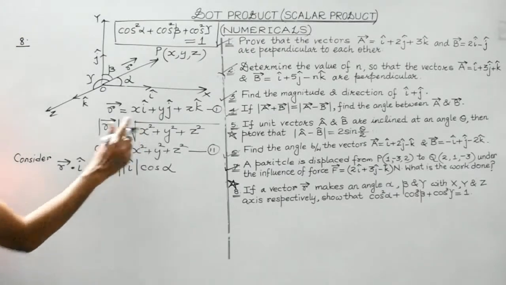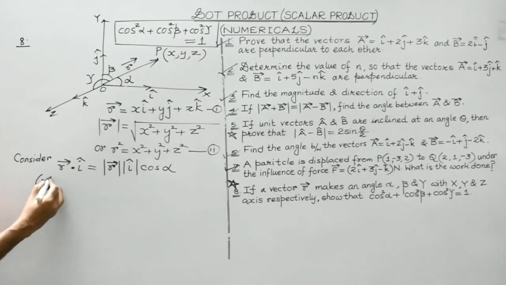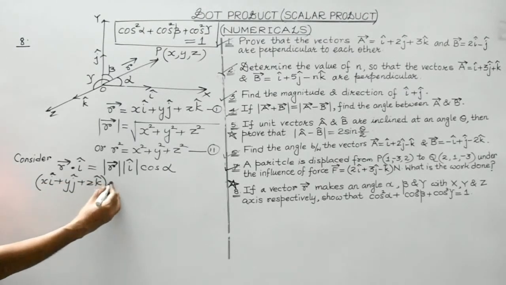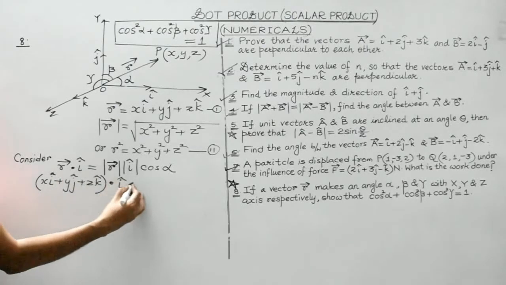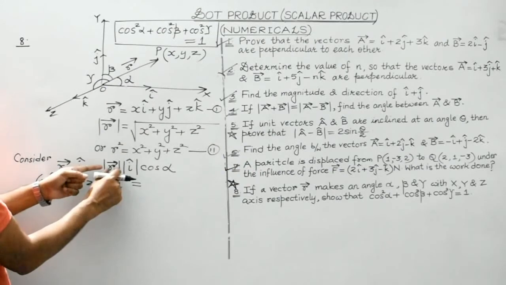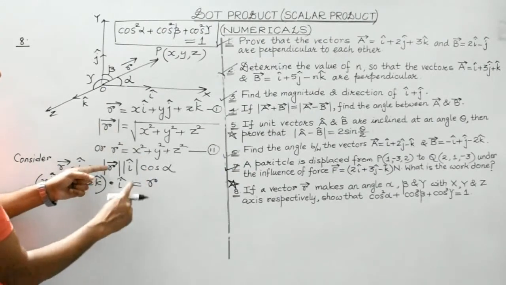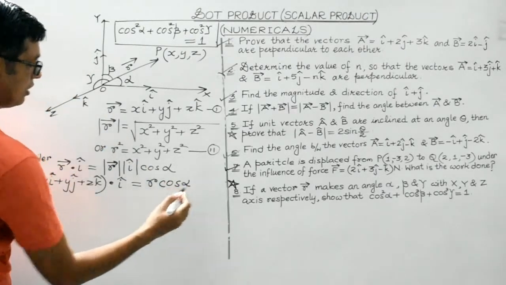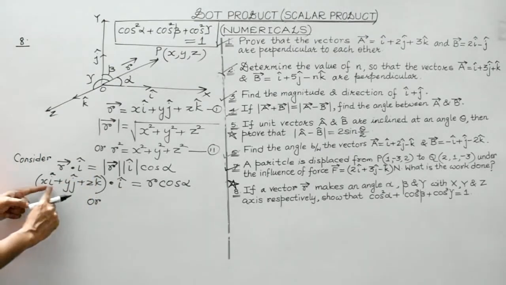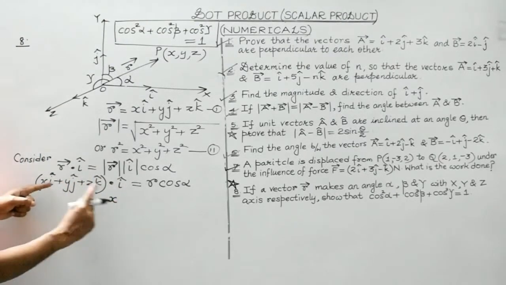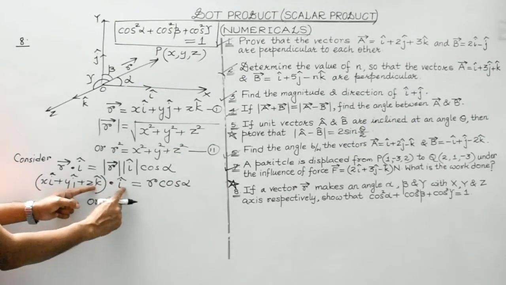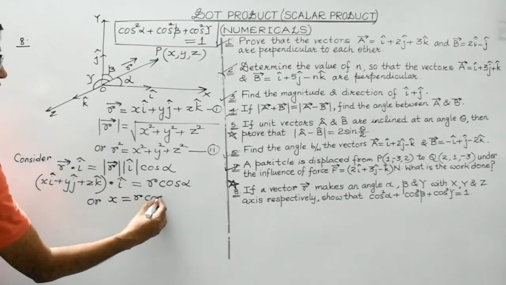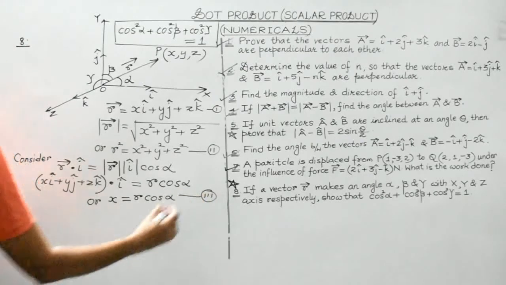So, substitute the value of r vector over here. The r vector is x i cap plus y j cap plus z k cap, dot, this is the dot product, i cap. On the right hand side we get magnitude of r, which can be considered to be r only, times the magnitude of i cap, and the magnitude of any unit vector is always 1. So r cos alpha. Let's evaluate further. i dot i is 1, so we'll be left with x only. j dot i is 0, k dot i is 0. So on the left hand side we'll be left with only x. So x is equal to r cos alpha. Put this as equation 3.